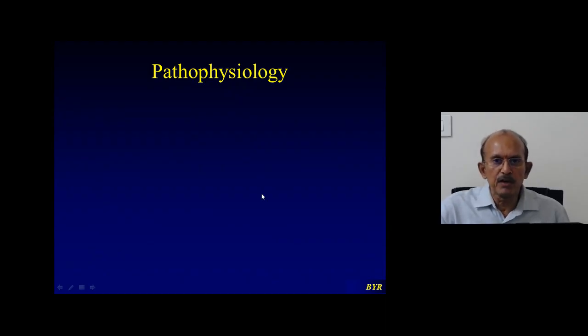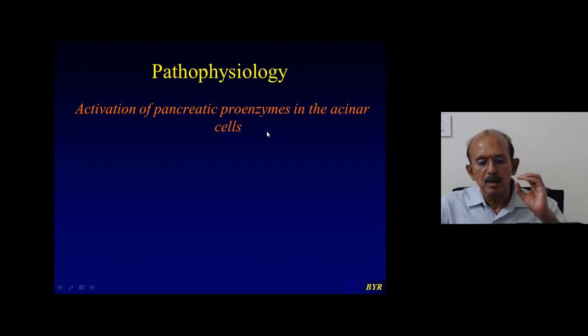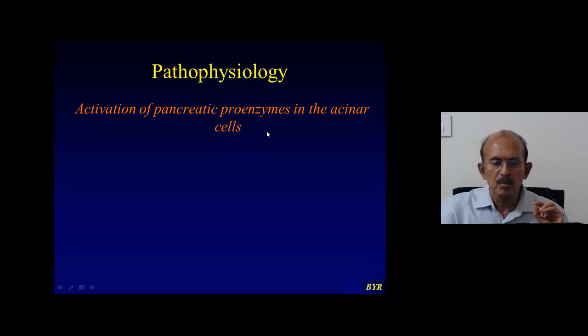The pathophysiology of acute pancreatitis. The main cause for pancreatitis is activation of pancreatic proenzymes in the acinar cells. That is the main cause. Because in the acinar cells, the enzymes are in an inactive state. They come out into the duct, they pass into the duodenum. So in the alkaline duodenal secretions, and when they mix with bile, they are activated. And that activated enzymes will cause digestion of the various foodstuffs.